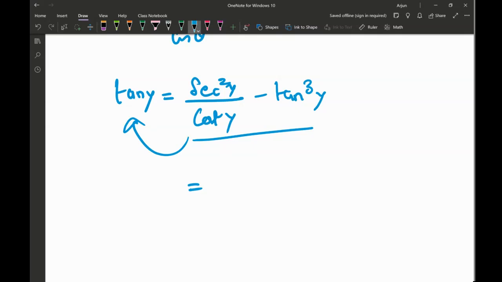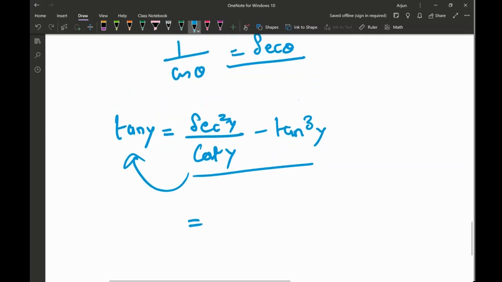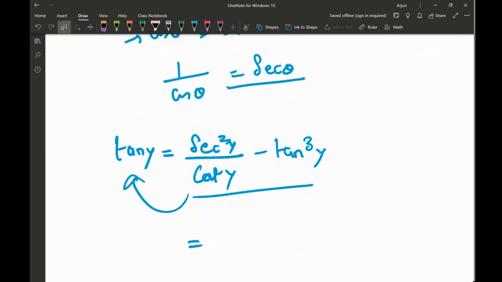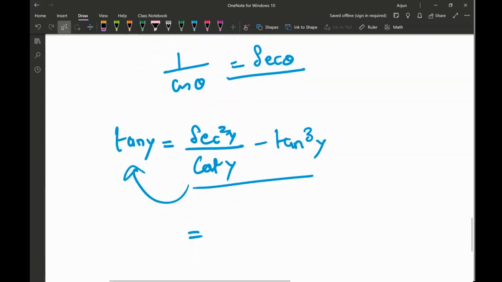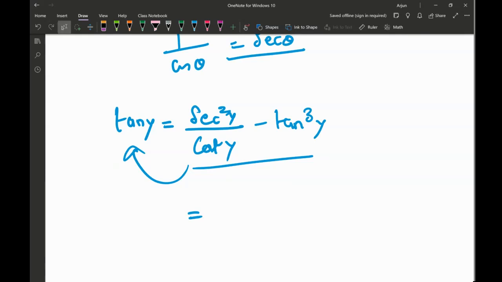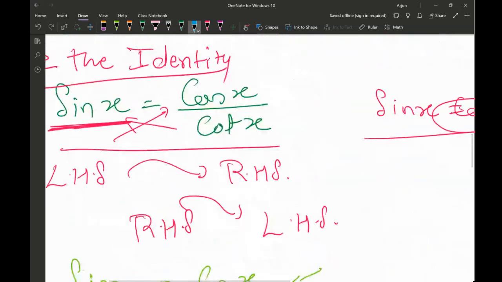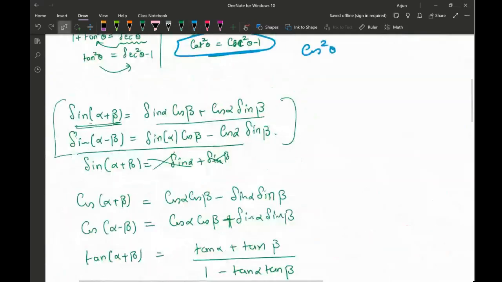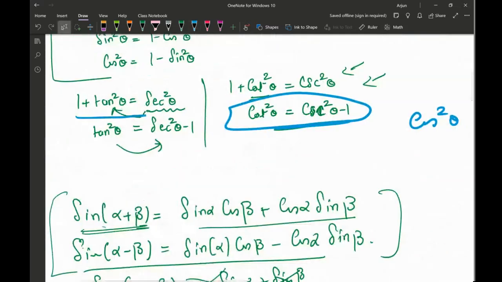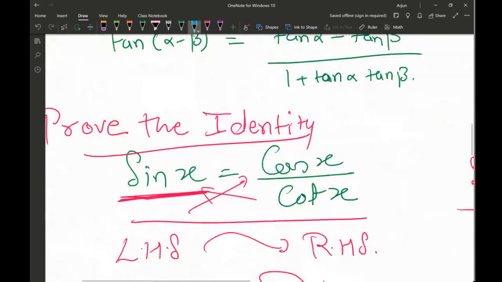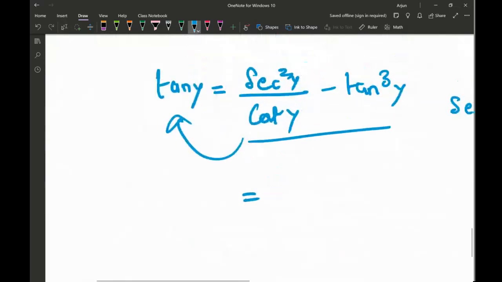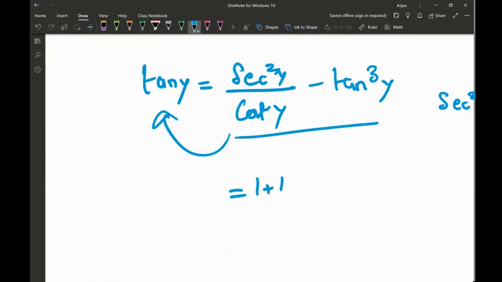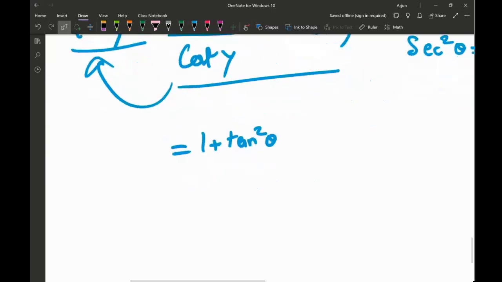I will try and change tangent cube. Is there a formula for tangent cube? No, there is no tangent cube formula. So what I'm going to try and do is write secant square theta in the tangent form. Secant square theta is 1 plus tangent square theta. That's what I'm going to use. Because I want my end result in tangent form, I'm trying to convert everything into the tangent form.